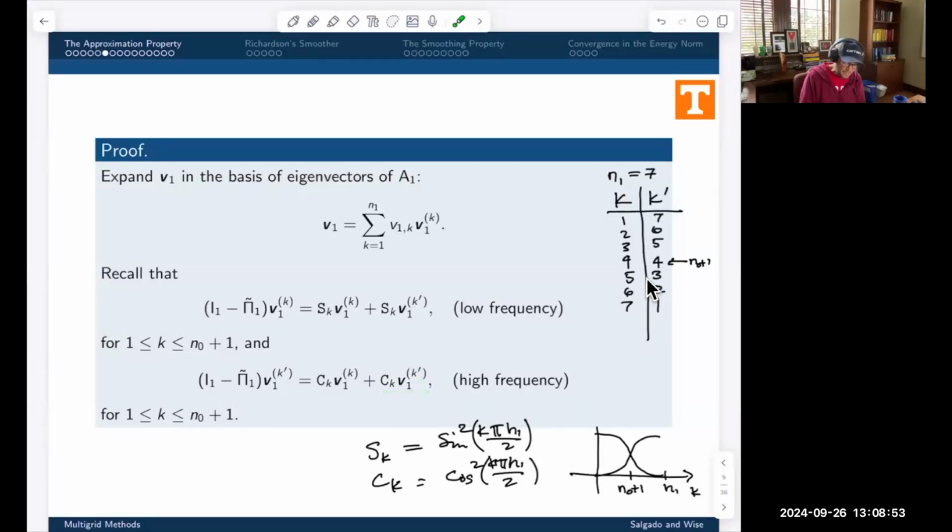So high frequency components aren't dealt with very well using the coarse grid correction, right? They tend to get amplified. So we have to hope then that whenever we do our smoothing step, we can take care of those errors.